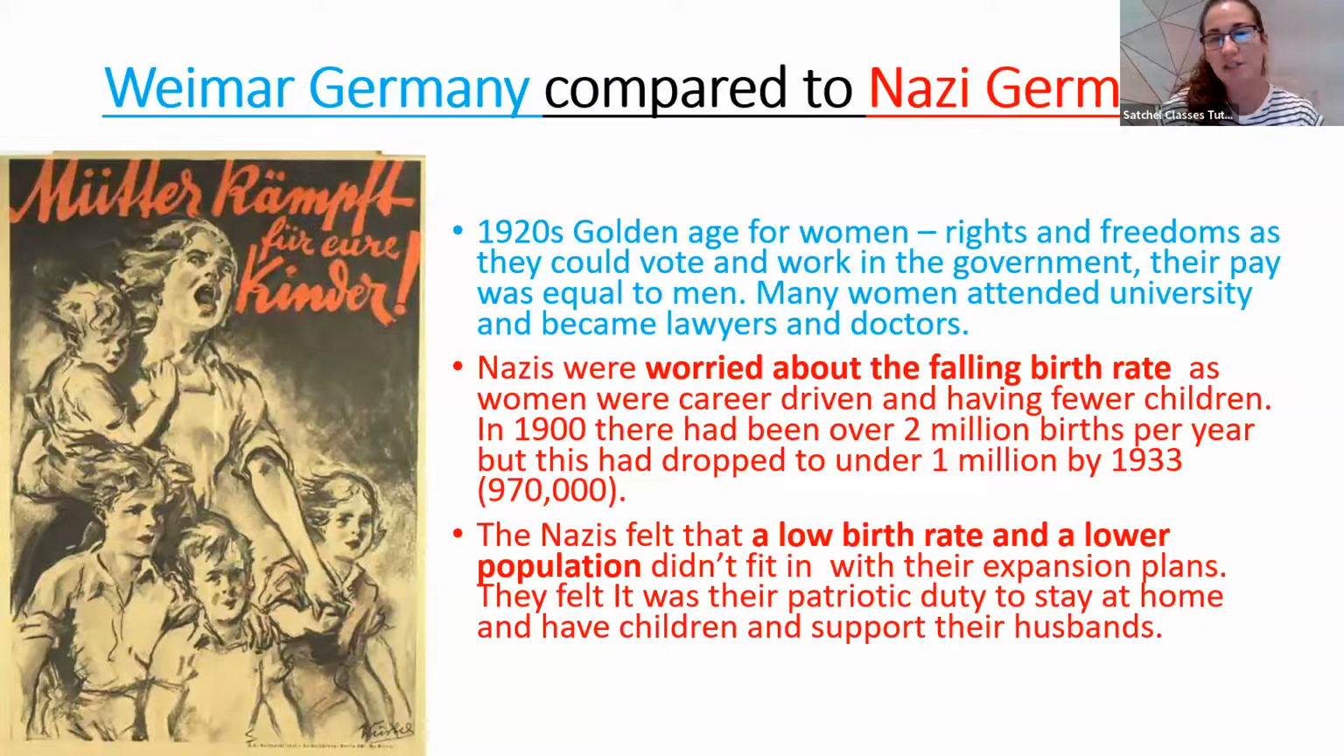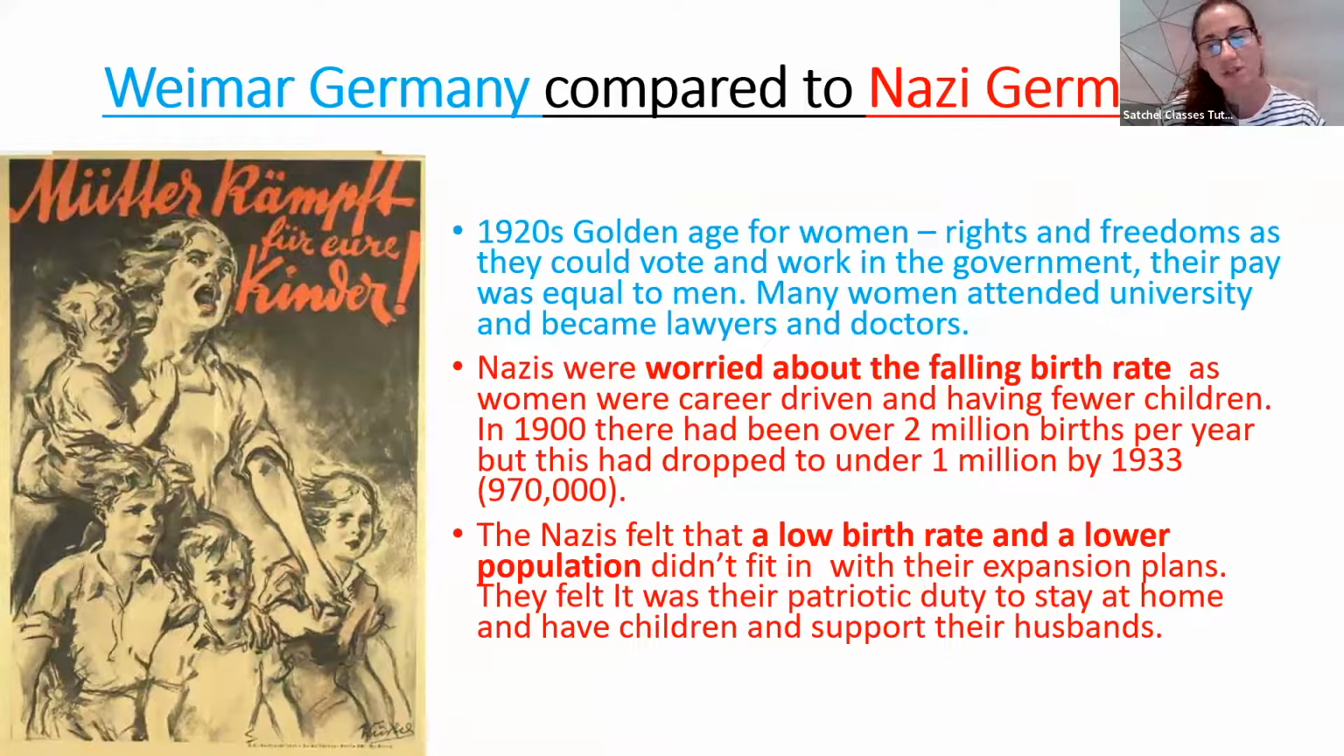Okay, so as you can see, it was a golden age for women. Freedom, the right to vote, the right to work, equal pay was coming in. They could attend universities, as I've said before, be lawyers and doctors. But with divorce rates going up, abortion rates going up, again, make sure you jot that down, abortion rates were going up. People were really worrying about the falling birth rate. Roughly, there was about 970,000 births before 1933, before Hitler came in on the 30th of January 1933.